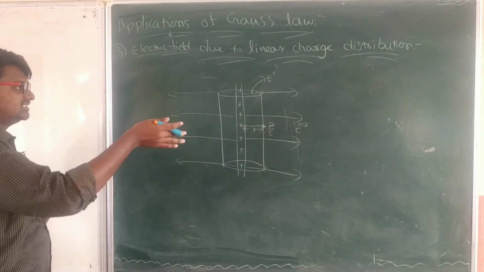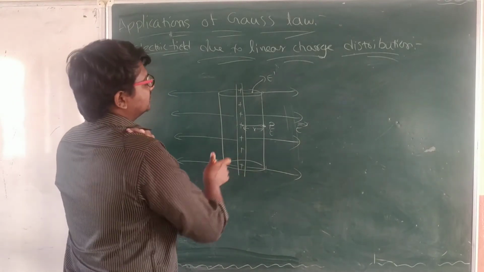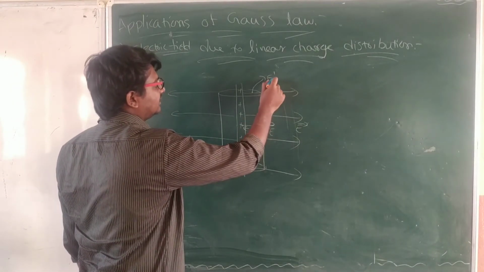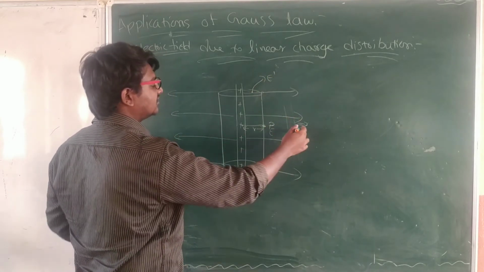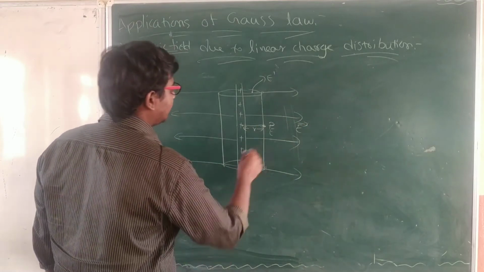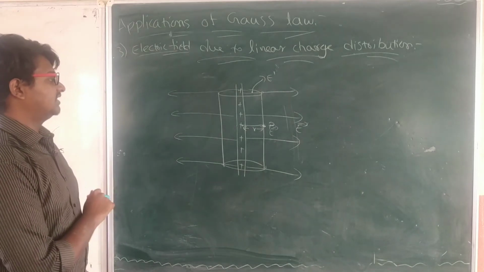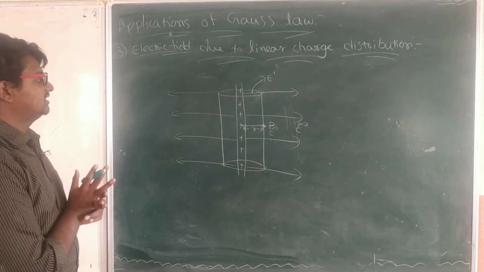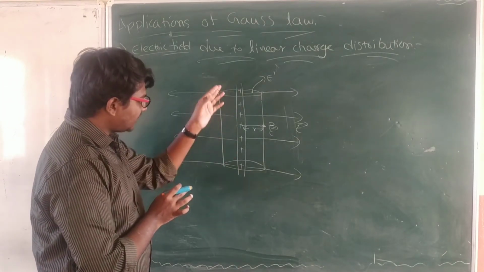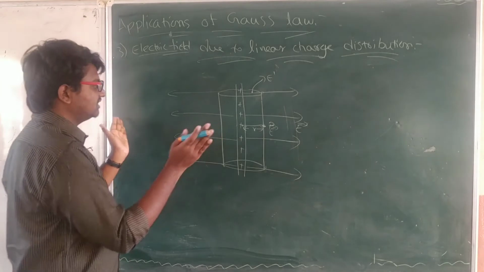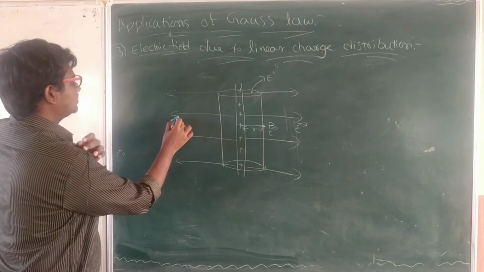As the distance increases, the electric field decreases, obviously. It means E bar will be greater than E dash. At this point P, E bar is what we are considering, right? Now we have to find the electric field for this. We have considered a rod with positive charge, so it will always emit the electric field outward, like this.